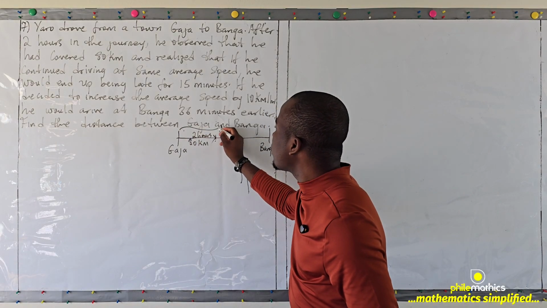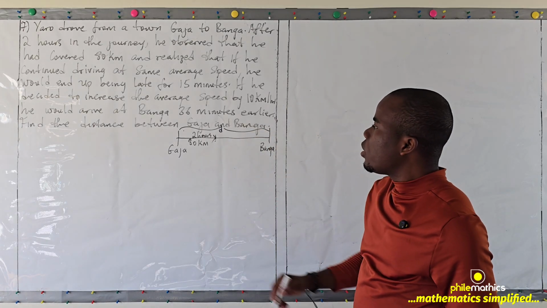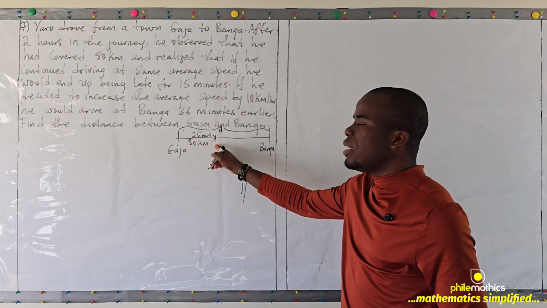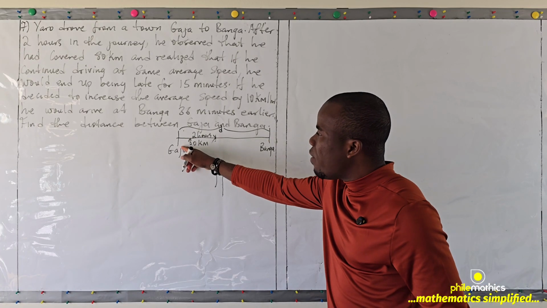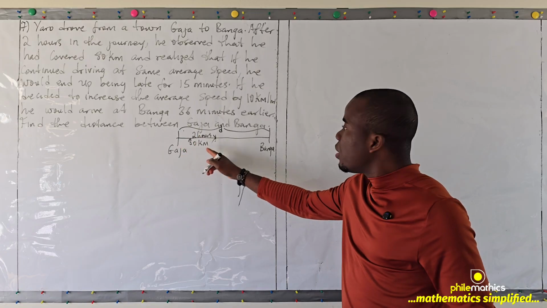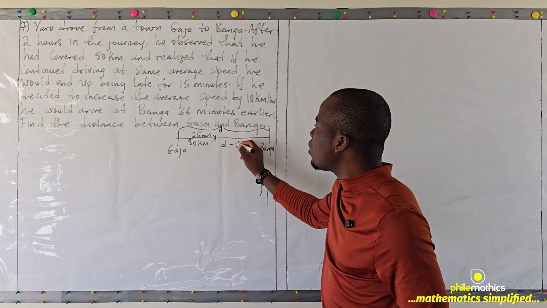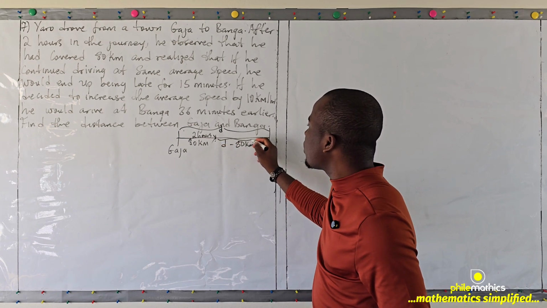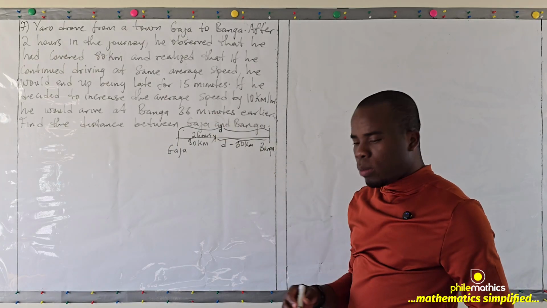This distance D. So if this whole distance is D and he has covered 80 kilometers in 2 hours, the remaining distance will be D minus 80 kilometers. That is this remaining distance. You agree with that? Now let's use this to solve this problem.